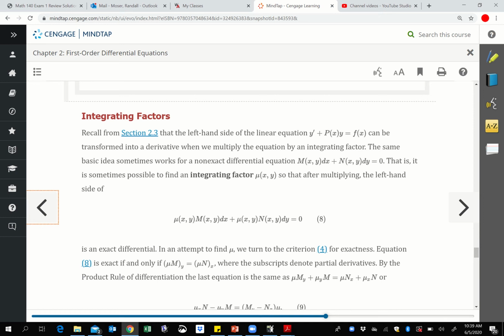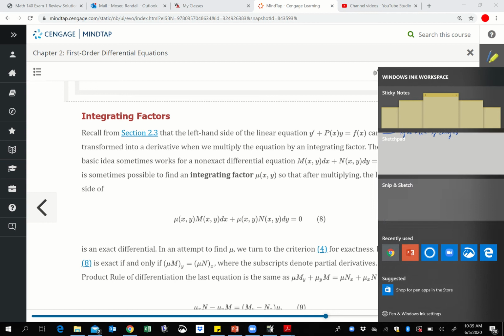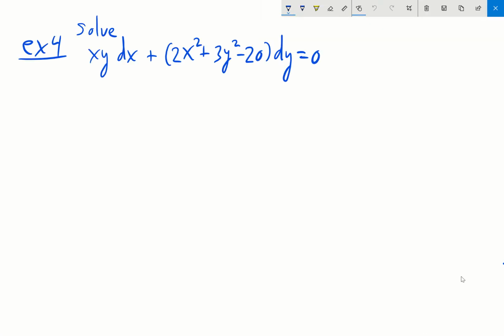Is there a way where we can still end up getting a way to solve this? And the answer is sometimes yes. And it's going to be with what's called the use of an integrating factor. So what we're going to do is, let's suppose that there's some function, and let me call that function mu of x comma y, such that if I multiply our differential equation, M dx plus N dy equals 0, by that factor.